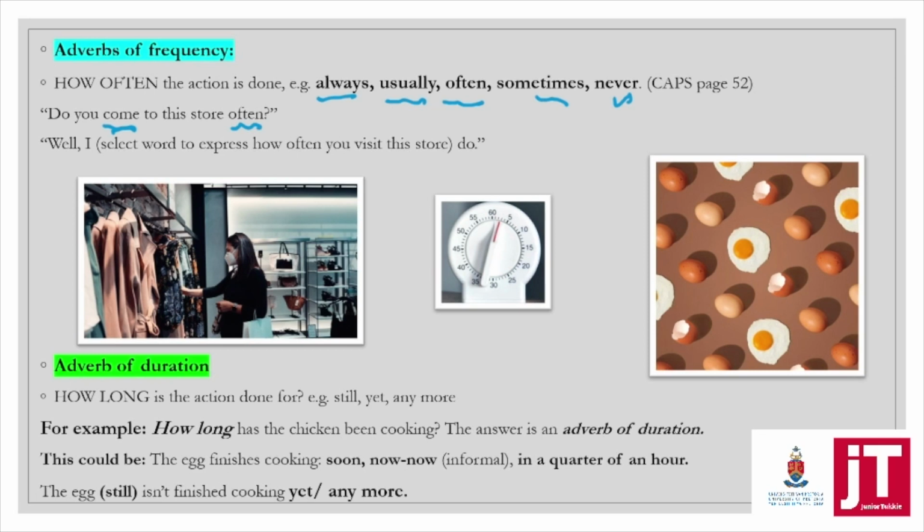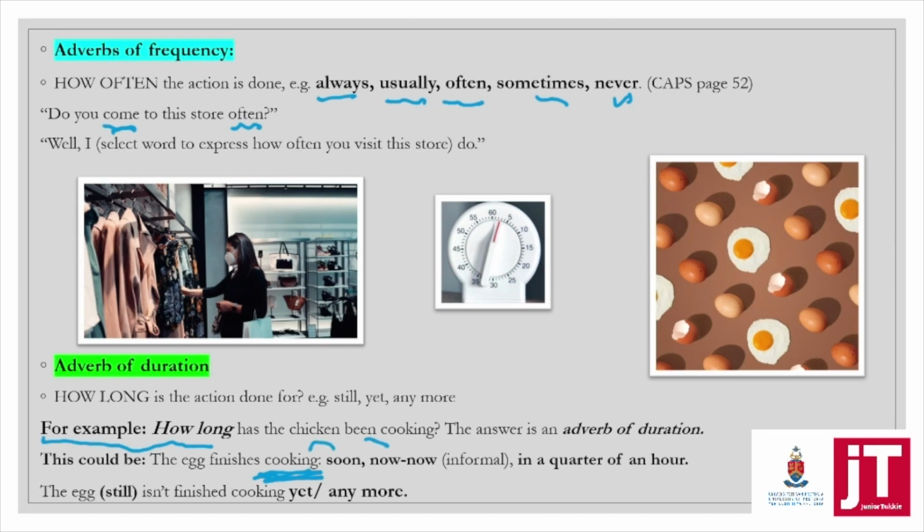Okay, so for how long, I'm looking over here. Okay, for example, how long has the chicken been cooking? The answer is an adverb of duration because it's got a set time, okay, to it. So this could be the egg finished cooking. So cooking is the main verb here. When did it finish cooking?